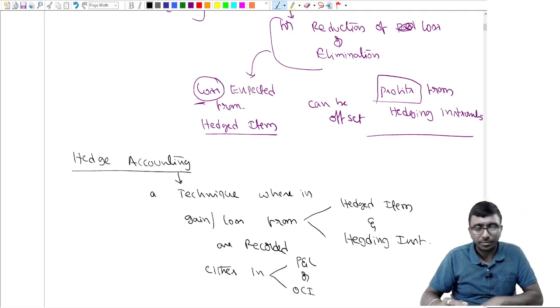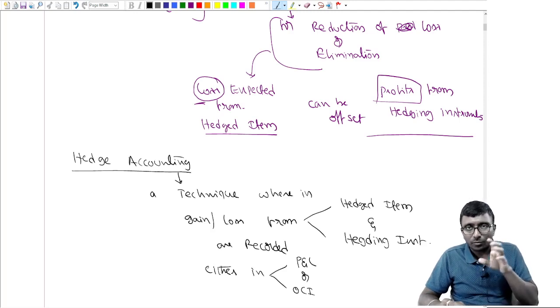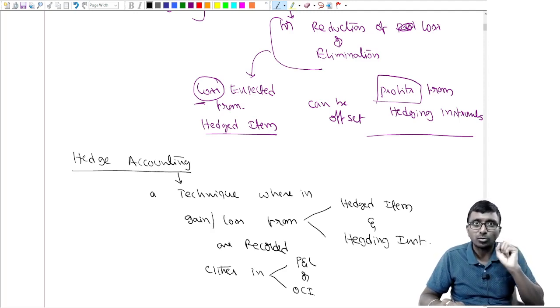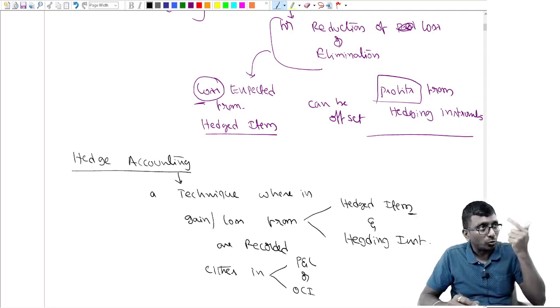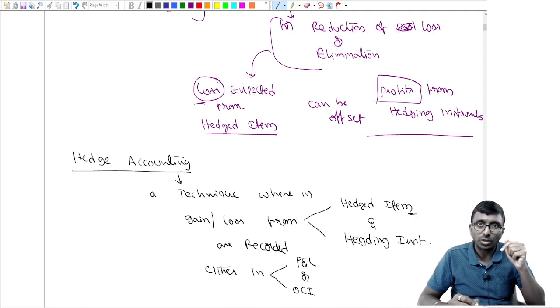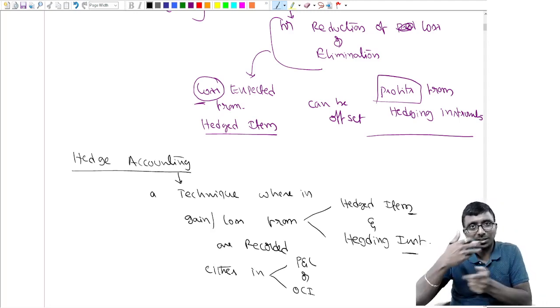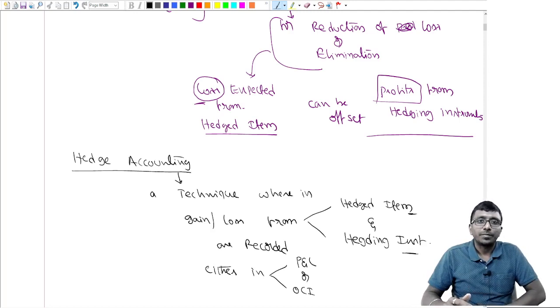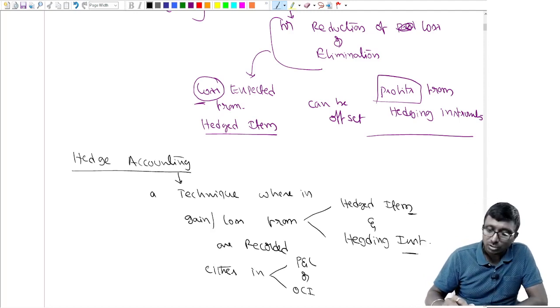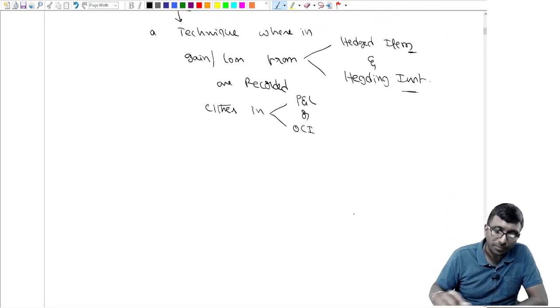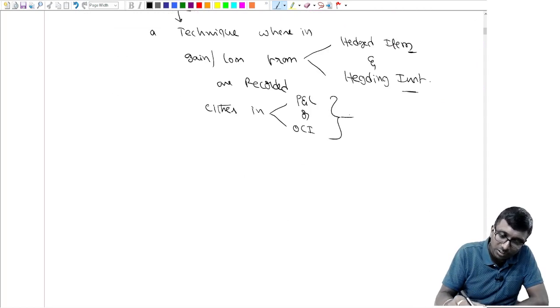It is not spread. Sometimes, if you don't follow hedge accounting, the gain or loss from the hedged item may be transferred to P&L, and the gain or loss of the hedging instrument may go to OCI, or the opposite way. Then obviously that will lead to what? Correct. If you follow this, it leads to the matching concept.